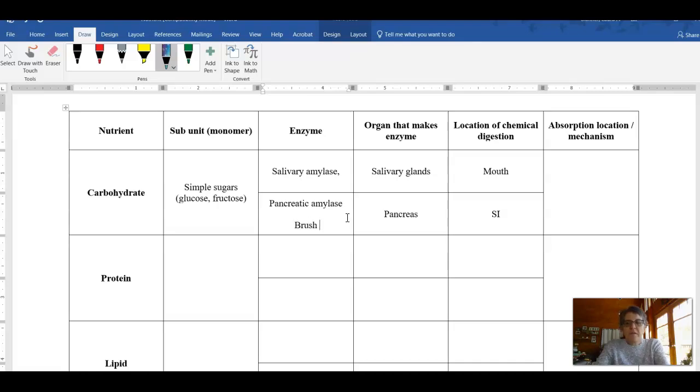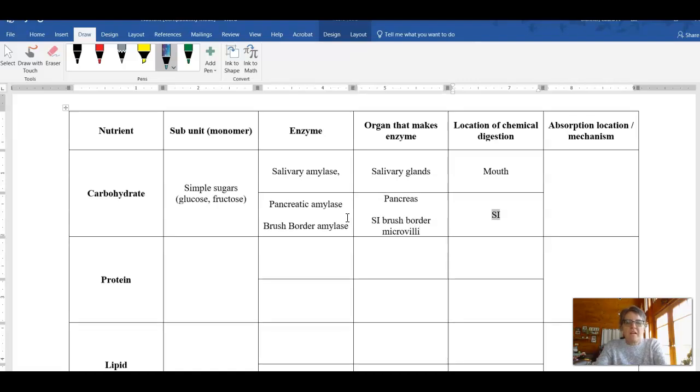But then we actually also had brush border amylase coming off of the small intestine brush border microvilli. Also working in the small intestine. All this gets absorbed in a blood capillary.